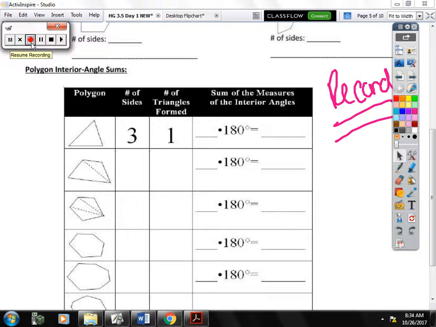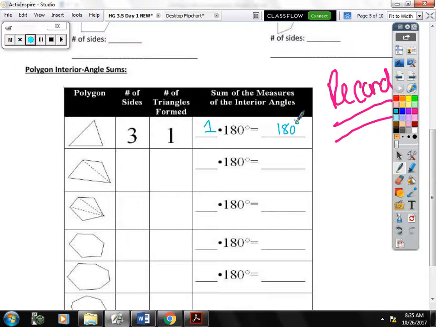Today we're going to learn how many degrees are in different polygons besides just a triangle. Okay, so we're going to discover the formula so that you understand why it exists using this little chart. This polygon has 3 sides. It has 1 triangle that can be formed. So the sum of the measures of the interior angles would just be 1 times 180. We know that there's 180 degrees in the triangle.